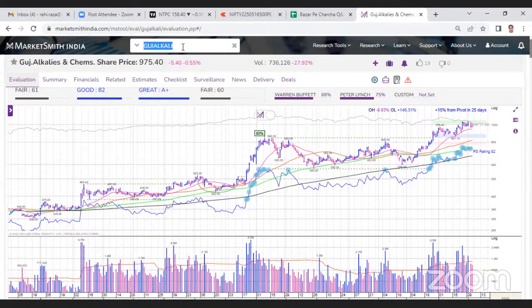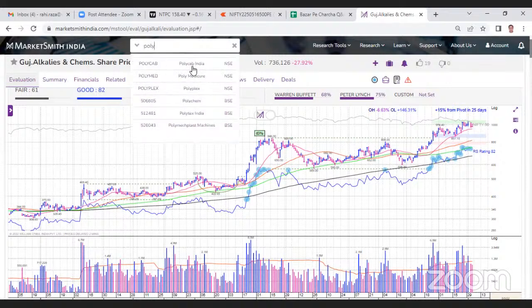But if someone is holding this stock, one can remain holding and trail the stop loss according to market conditions and the trend in this stock. But I would not suggest anybody take fresh entry. At the same time, the trend is not negative. Okay, next is Polycab.